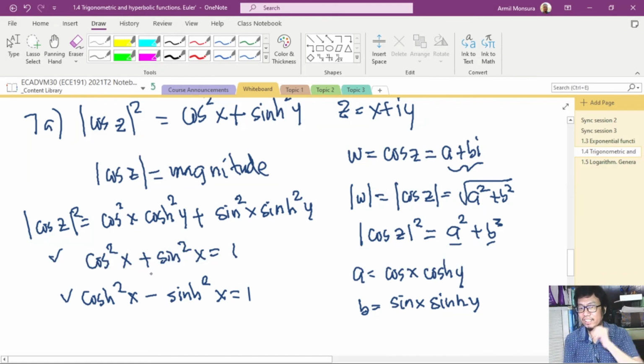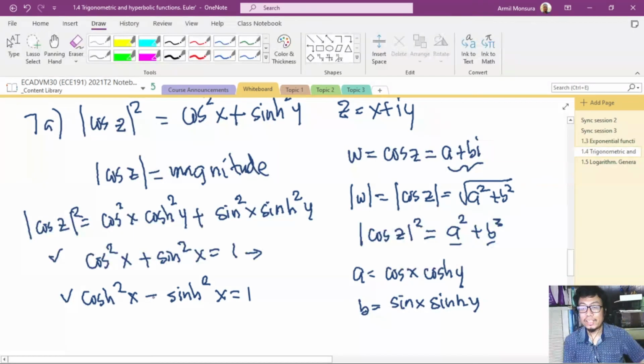But in this case, the Pythagorean identity, this is what we call this identity in trigonometry. It is called the Pythagorean identity because it actually resembles the Pythagorean formula, which is a squared plus b squared equals c squared. So the analog of the Pythagorean formula or identity on the hyperbolic function side is this one. But take note that this is a minus sign.